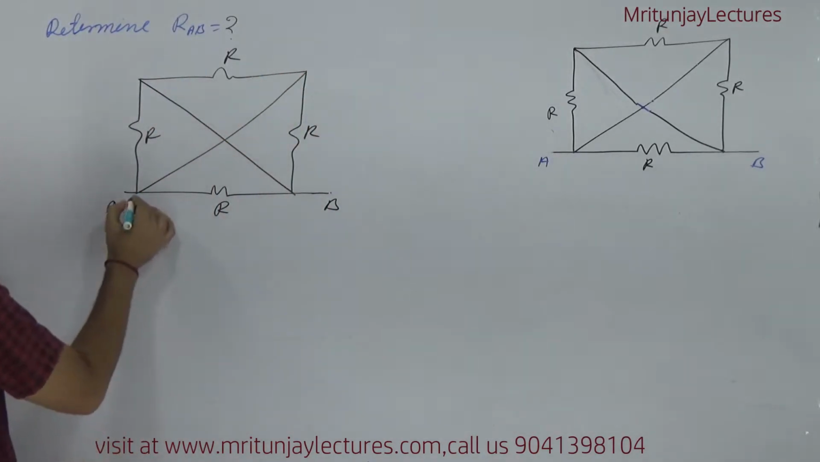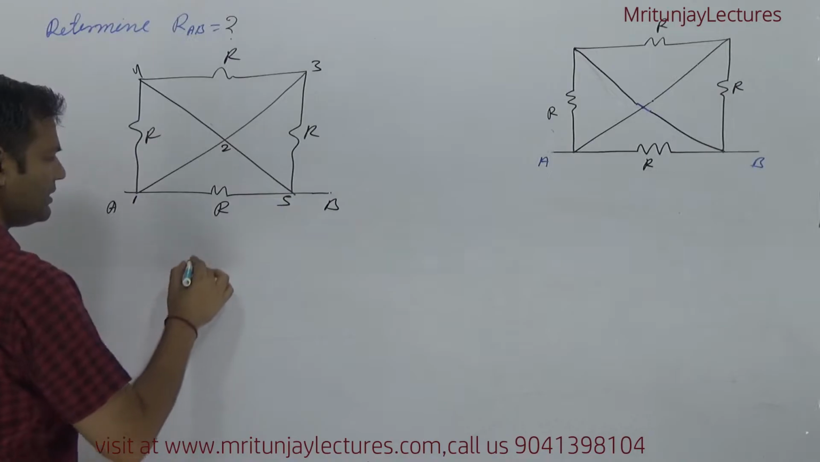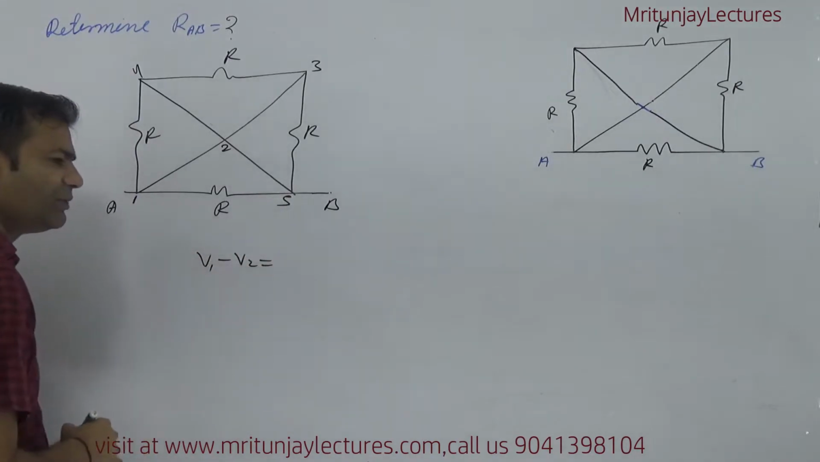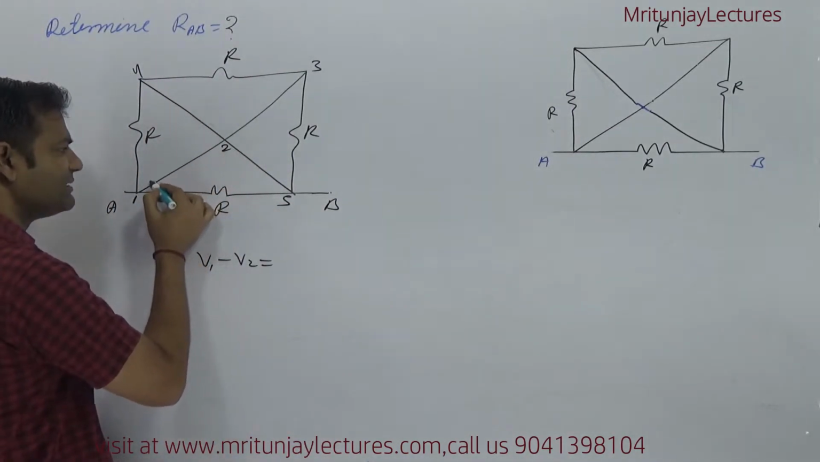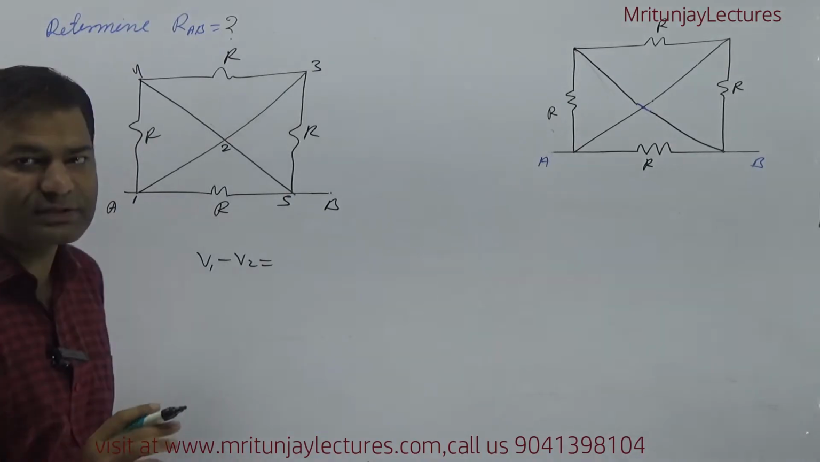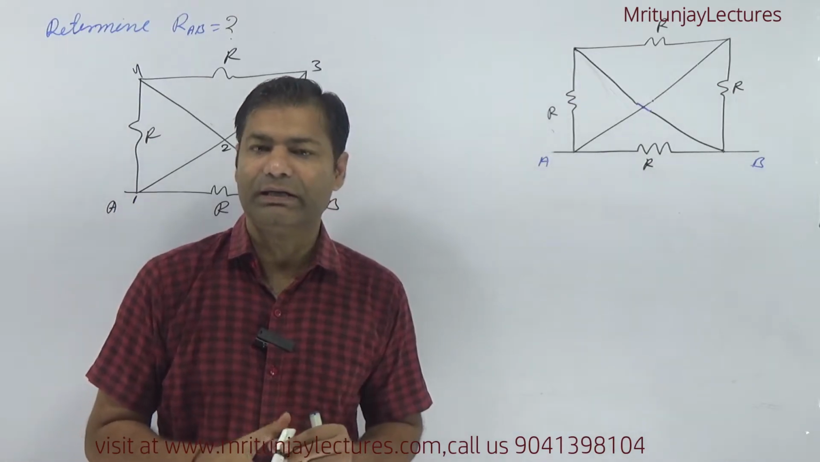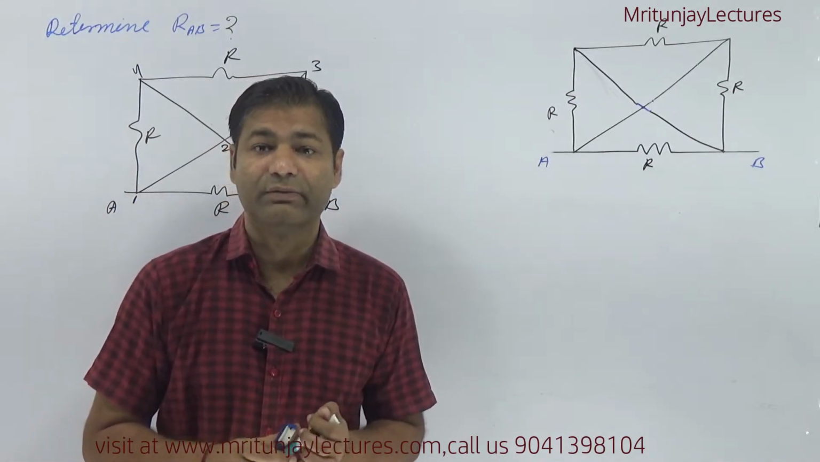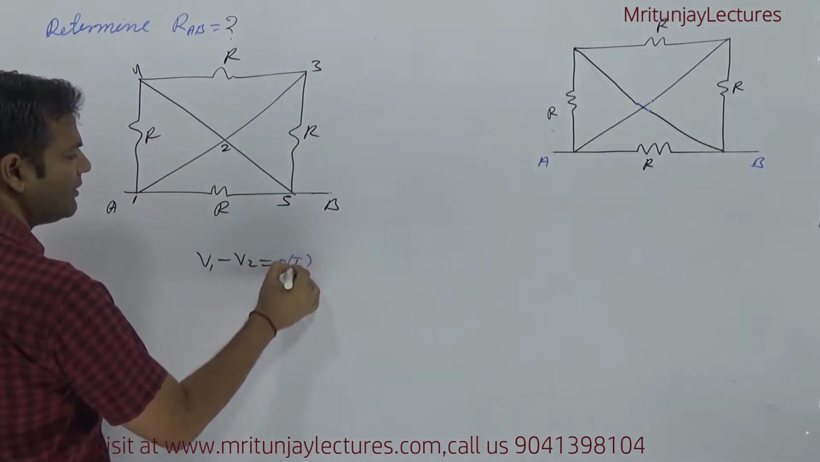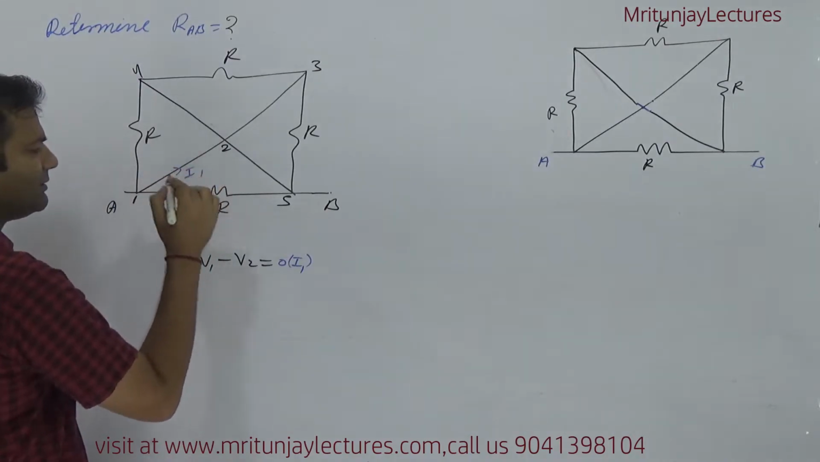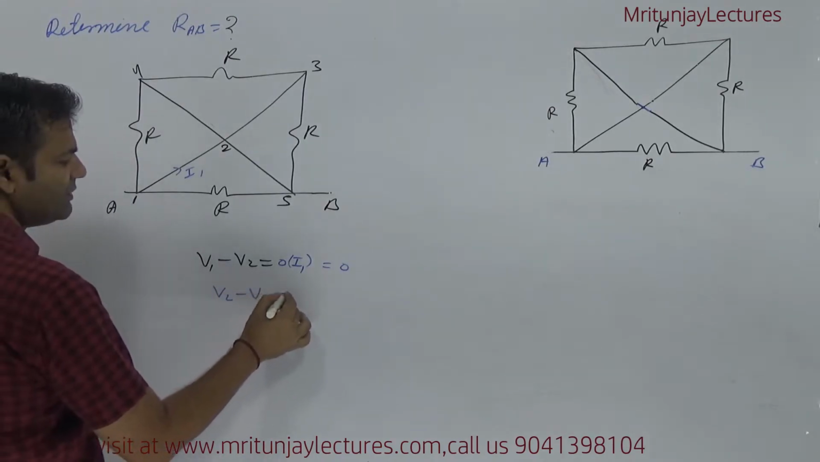Like this, suppose that that is point 1, that is 2, that is 3, that is 4, that is 5. What about V1 minus V2? 0, why? Because this is the ideal wire. If not given resistance corresponding to this wire, it means we have always assumed that is an ideal wire. Ideal wire means resistance across ideal wire is 0. So 0 into whatever be the I1, that is 0.